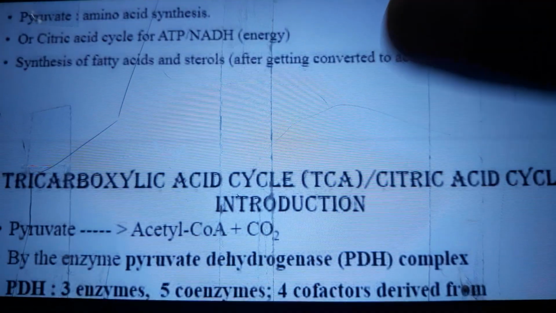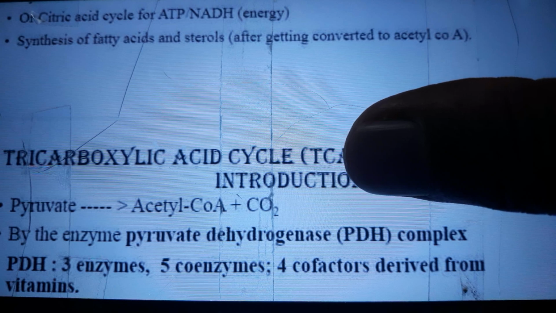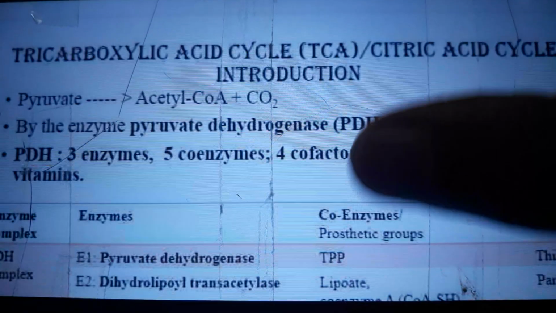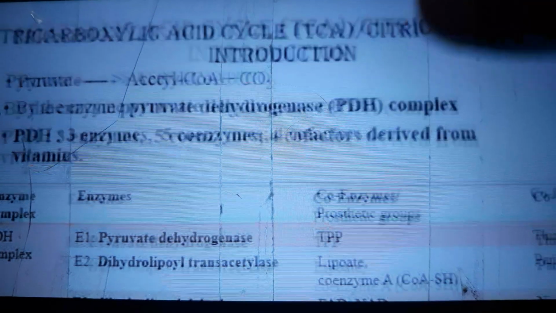Pyruvate is used for amino acid synthesis, or the citric acid cycle for ADP and NADH energy, and for the synthesis of fatty acids and sterols after being converted to acetyl-CoA. Now, the tricarboxylic acid cycle, TCA, or citric acid cycle introduction. Pyruvate becomes acetyl-CoA plus CO2 by the enzyme pyruvate dehydrogenase, the PDH complex.